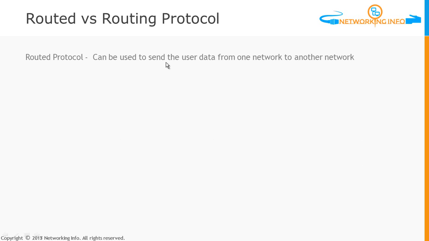Routed protocols and routing protocols fit in layer 3. Layer 3 is the network layer of the OSI model. If you have studied the OSI model, then you may have an idea about the network layer. The network layer covers both these protocols. Routed protocols are commonly used to carry the data from source to destination. That is the job of a routed protocol.